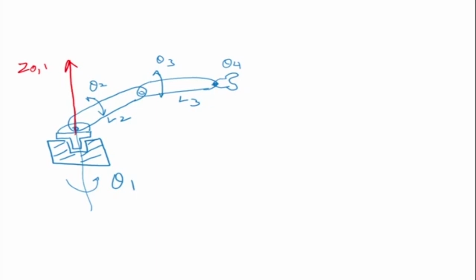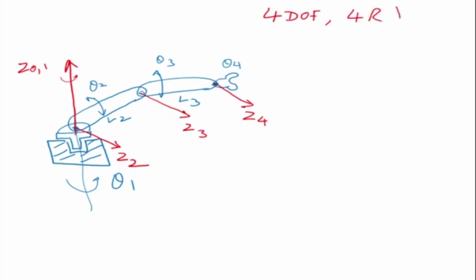Which is rotating like this. Now, where is z2? Z2 is in this direction. Okay, so this is my z2. Z3 is here, and z4 is there. So we have assigned our 4 axis. This is a 4R, 4 DOF robot. We are making the assumption that the first two axes, 0 and 1, are the same, 1 and 2 are the same point.